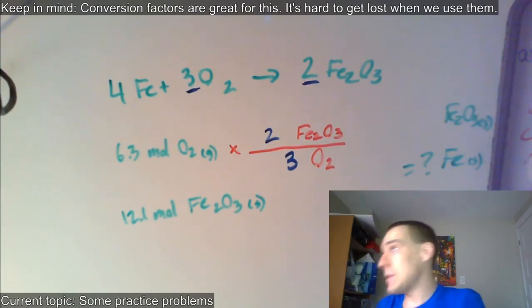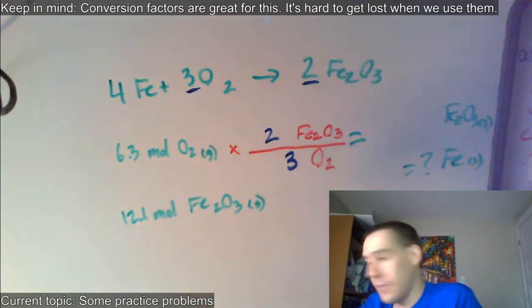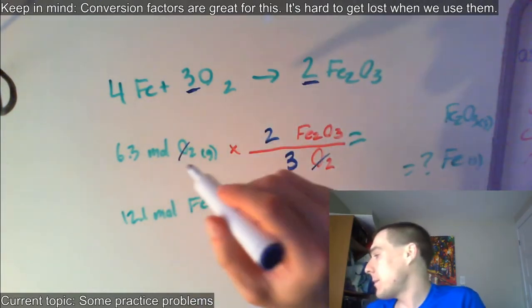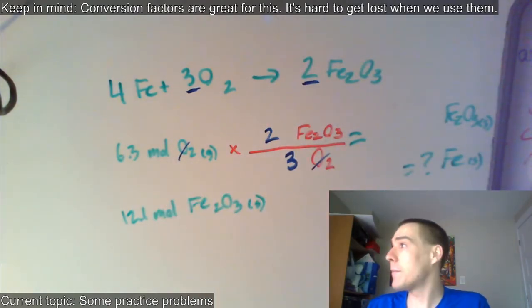Right? I'm just going to put it through my calculator. 6.3 times 2 divide by 3. The O2 is going to cancel. I'll just show that here. The O2 is going to cancel. We're going to be left with moles of Fe2O3 because, math.